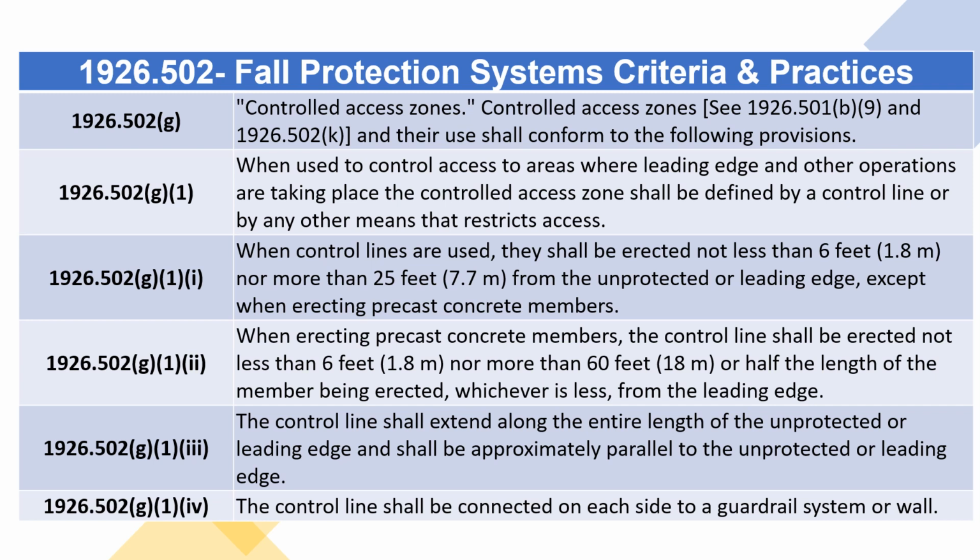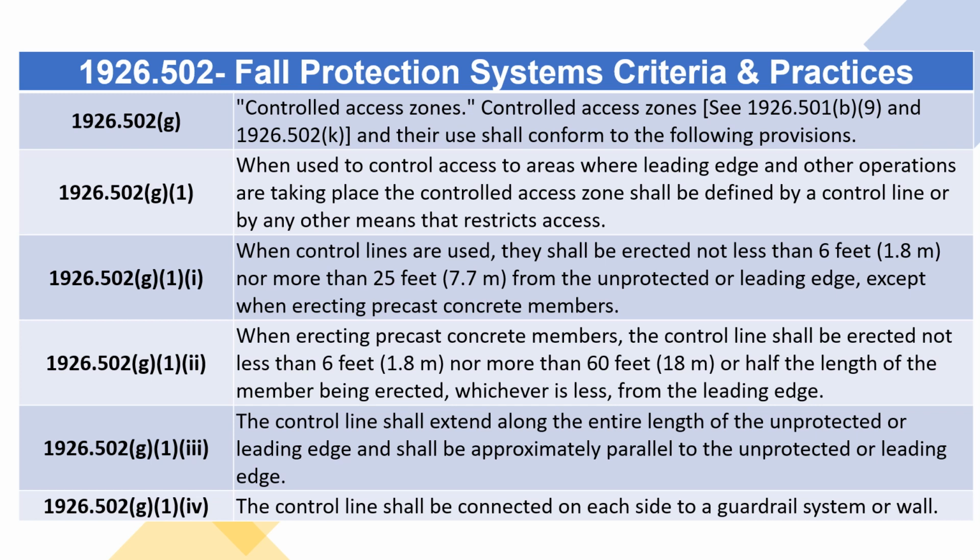1926.502(g), controlled access zones. Controlled access zones, see 1926.501(b)(9) and 1926.502(k), and their use shall conform to the following provisions. 1926.502(g)(1): When used to control access to areas where leading edge and other operations are taking place, the controlled access zone shall be defined by a control line or by any other means that restricts access. When control lines are used, they shall be erected not less than 6 feet (1.8 meters) nor more than 25 feet (7.7 meters) from the unprotected or leading edge, except when erecting precast concrete members.